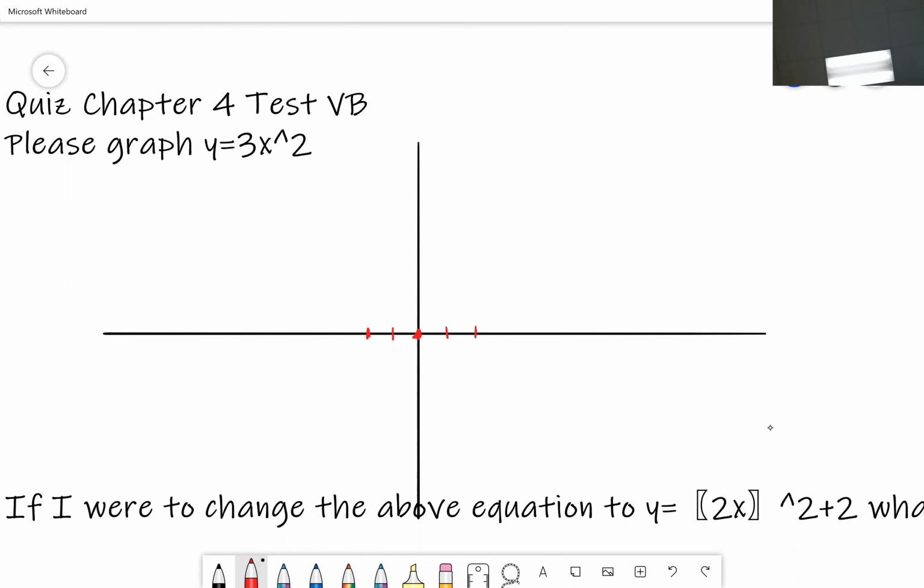If I pick 1 for x, what's 1 squared? 1, and 1 times 3 is 3. So I should see something like this, and then you pick negative 1, it should be like this as well, right? And if you pick 2, 2 squared is 4, 4 times 3 is 12. Maybe something like that was what I was looking for. And I think it's perfectly reasonable to ask for a sketch like that. Not the best sketch, but a sketch.